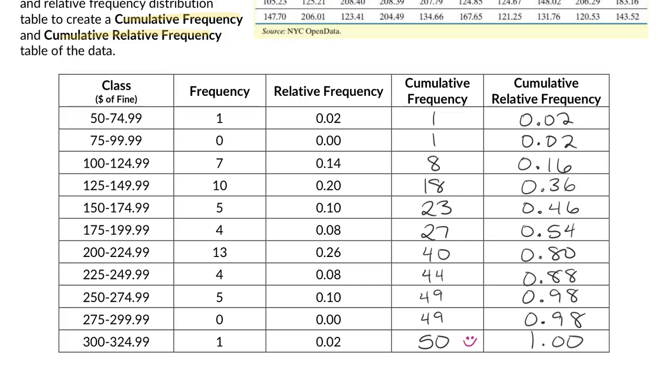What do you get when you reach the bottom of this table? 100% or 1, which makes sense because if this is a proportion of the fines in our sample that are that value or less, all of the values in our sample should be less than the highest or equal to the highest. So we should have 100% or 1 in this last row, or else we put a sad face.